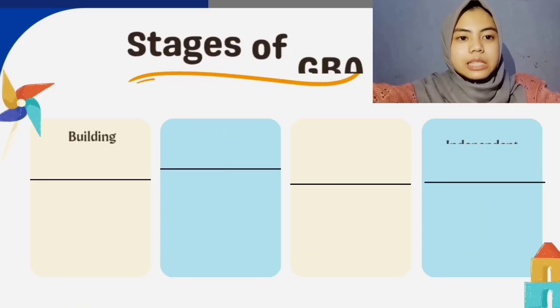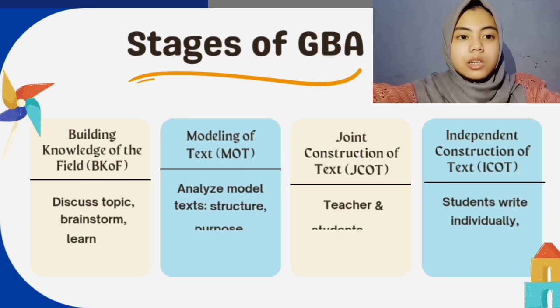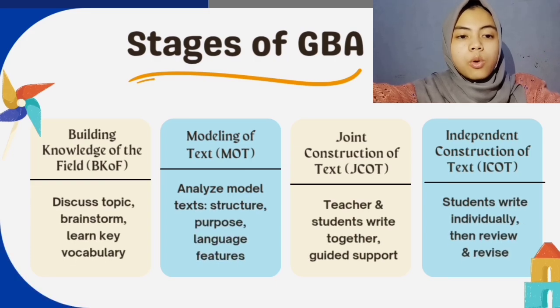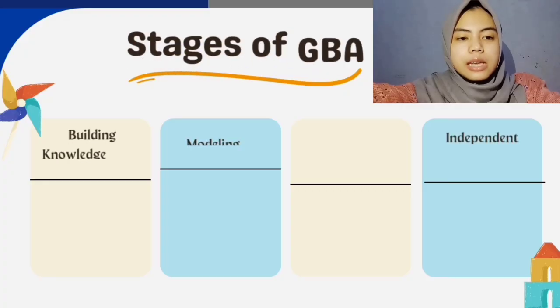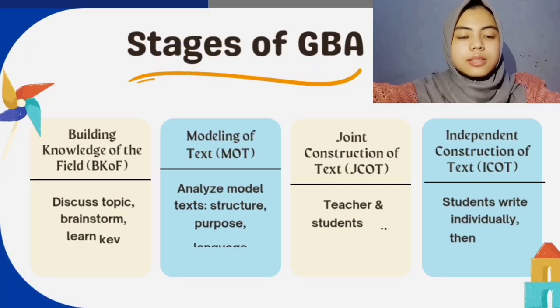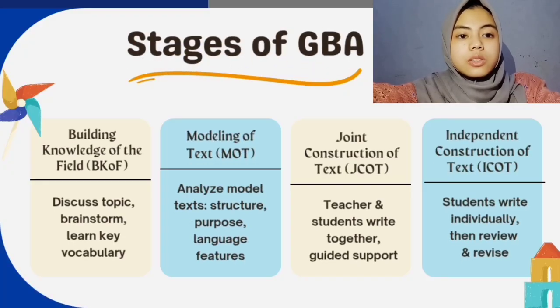The second stage is modeling of the text. Here, the teacher introduces one or more model texts. Together, the class analyzes the structure, purpose, and language features, so students understand what makes the text effective. The third stage is joint construction of the text. Here, the teacher and students write the text together, combining ideas collaboratively while the teacher provides guidance and feedback.